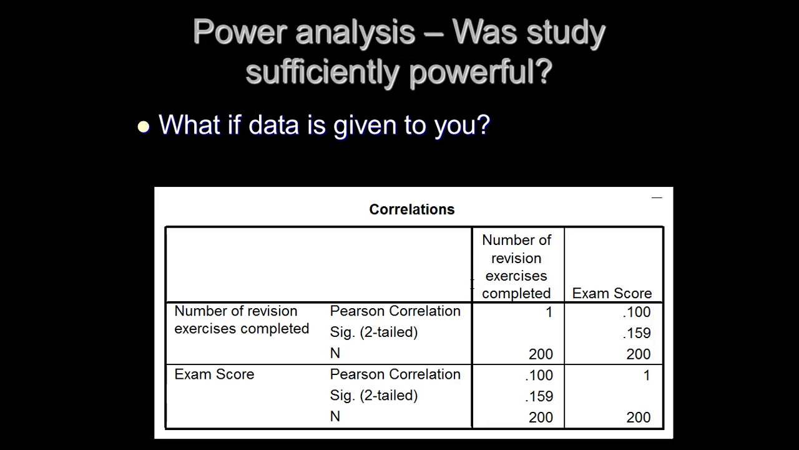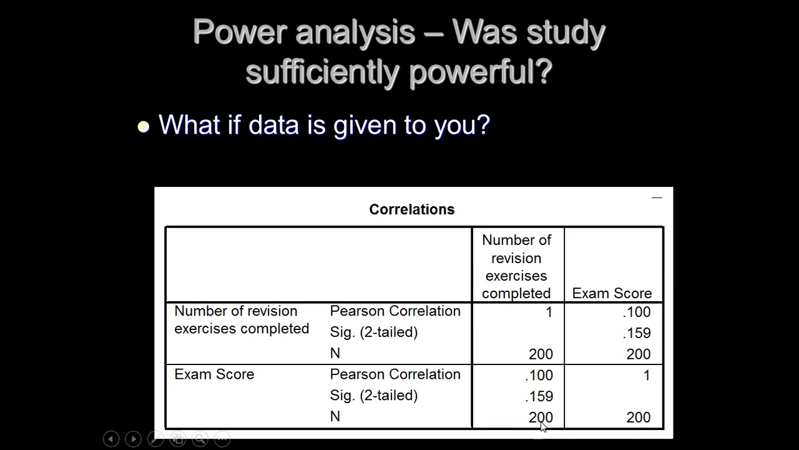So what about testing after the study? Quite often you're just given data that somebody else has collected and you need to write a report on that data. Let's have a look at this example. Here we have a correlation of 0.1. We've got a non-significant finding and a sample size of 200.